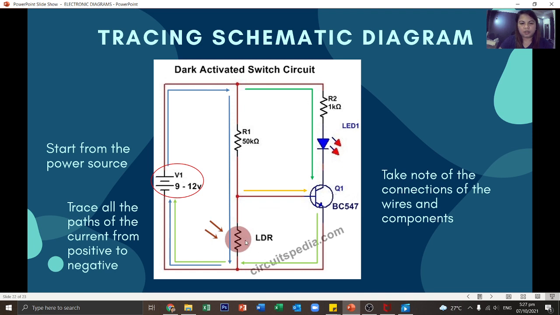So for example, this one is positive going to negative. So this LED is correctly connected because this is the positive and this is the negative side. So it will be forward biased and it will light up. But if you put this LED the other way around, it will not light up because the negative is connecting to the positive. It will be reverse biased and it will not allow the flow of current. I hope you learned something about schematic diagrams.